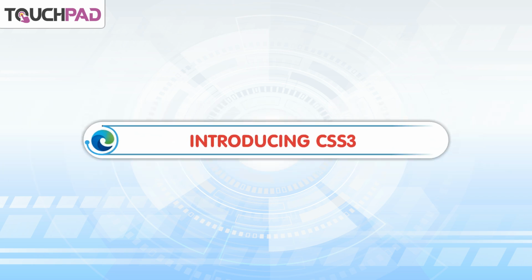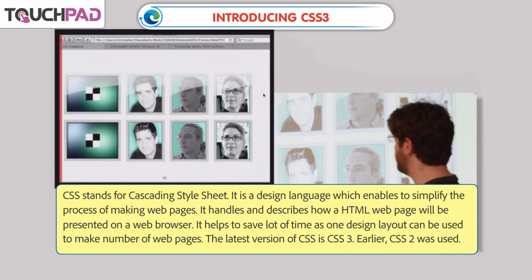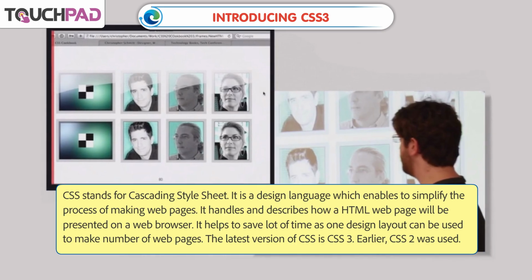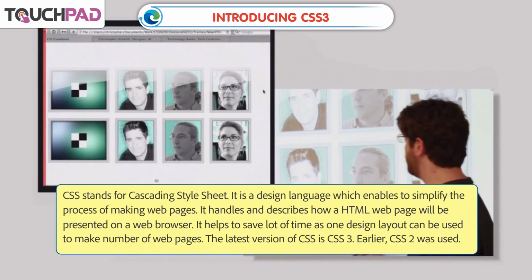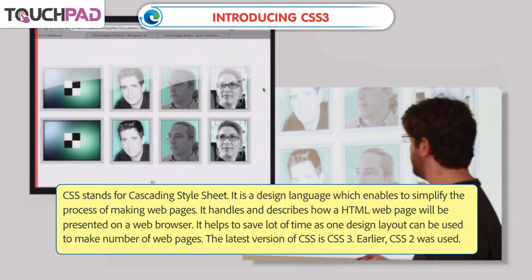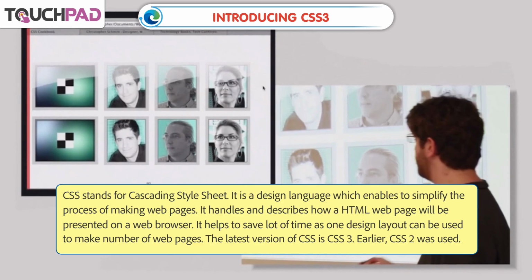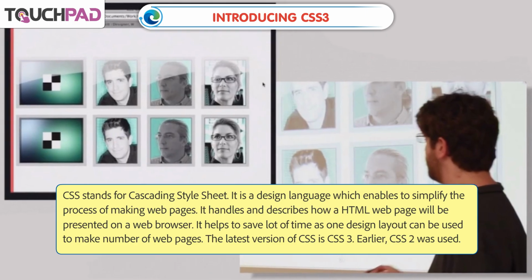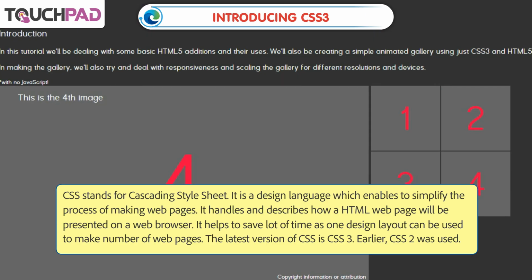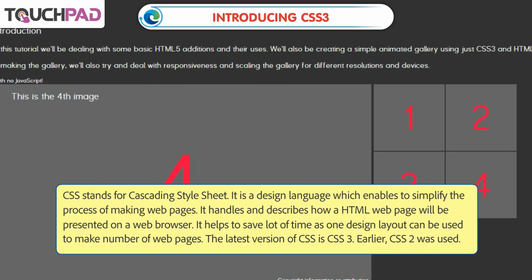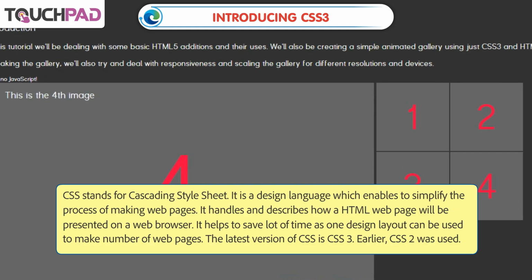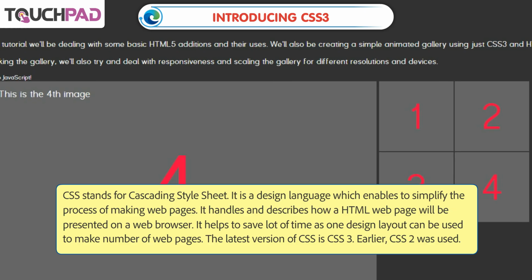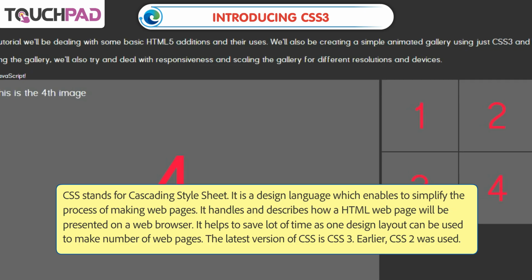Introducing CSS3. CSS stands for Cascading Style Sheet. It is a design language which enables to simplify the process of making web pages. It handles and describes how a HTML web page will be presented on a web browser. It helps to save a lot of time as one design layout can be used to make a number of web pages. The latest version of CSS is CSS3.